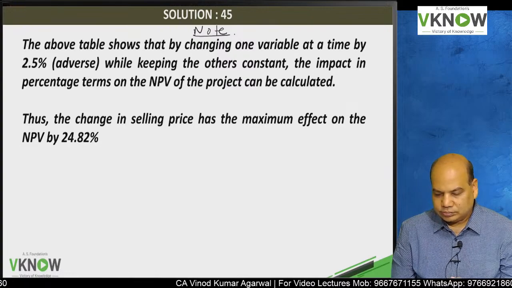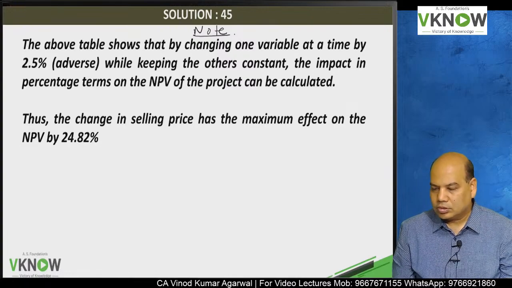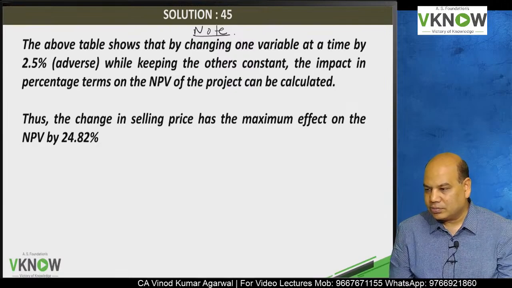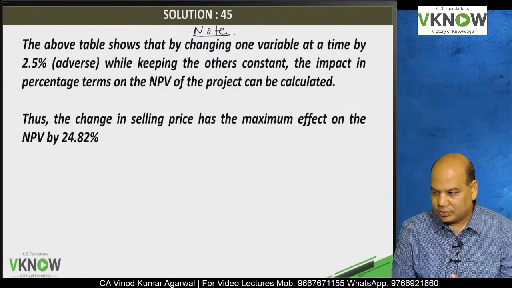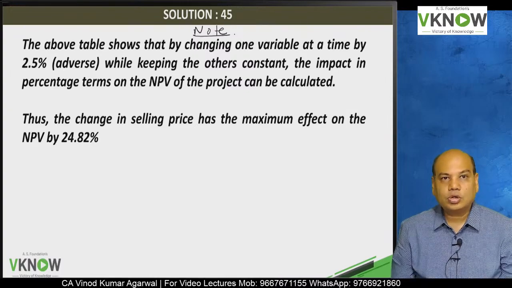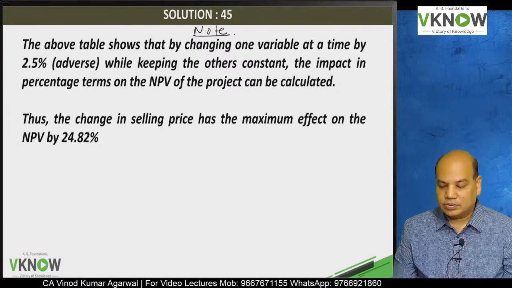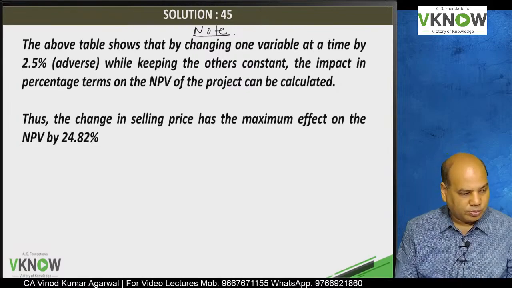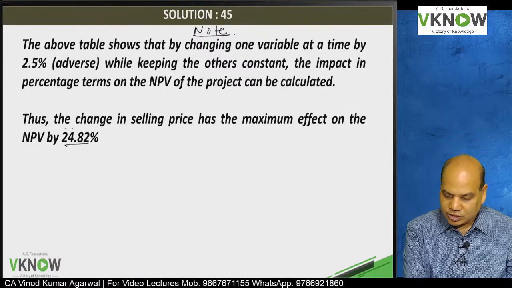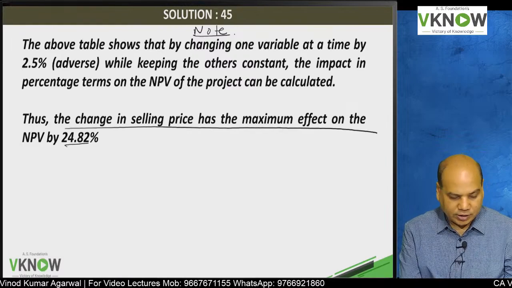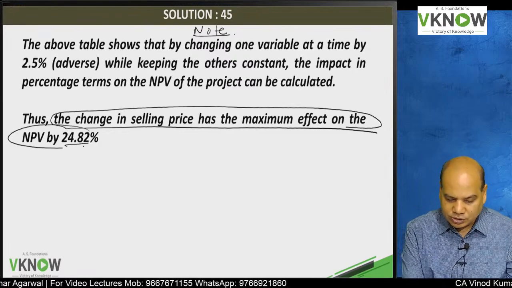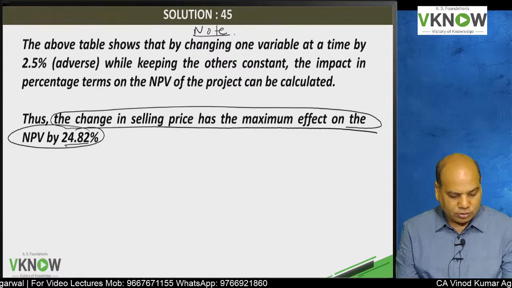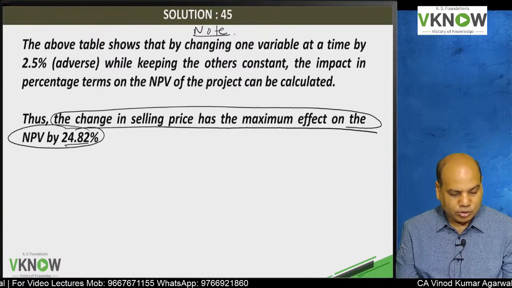Next, write down, thus the change in selling price has the maximum effect on the NPV by 24.82%. Change in selling price has maximum effect. Can you see that in the table? This was a very easy question. If you know how to solve it, then you can get full marks.